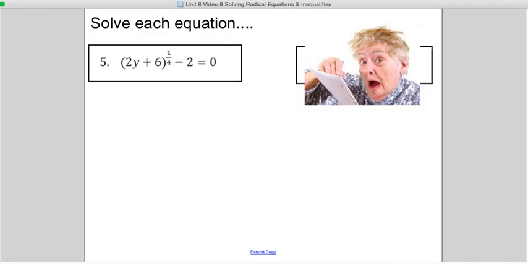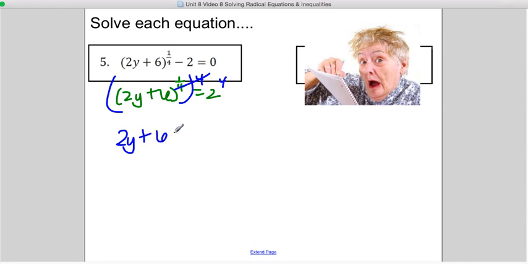All right, example 5. This one is a 4th root. So now we're going to do the same thing. Move 2 to the other side. So we have the 4th root of 2y plus 6 is equal to 2. Now, in order to get rid of a 3rd root or a square root, you would take it to that number's power. So this is to the 4th power. So I have 2y plus 6 is equal to 2 to the 4th, which is 16. I would subtract 6, so I have 2y is equal to 10. y is equal to 5.